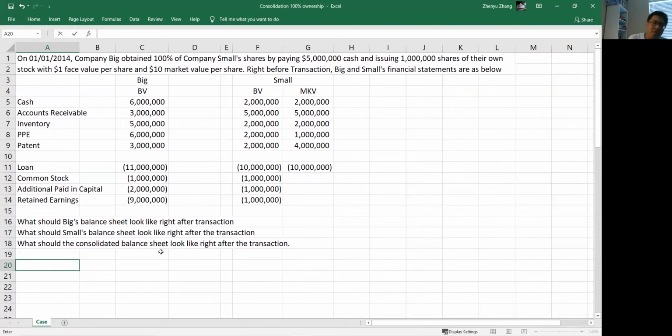So first, let's look at the big perspective. Let's look at just big. We know that company big obtained 100% of company small, all of small, by paying 5 million in cash. From this, we know that this is for big. Let's ignore this for a while.